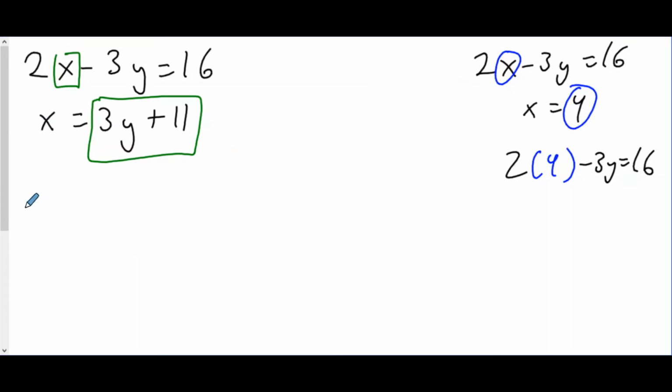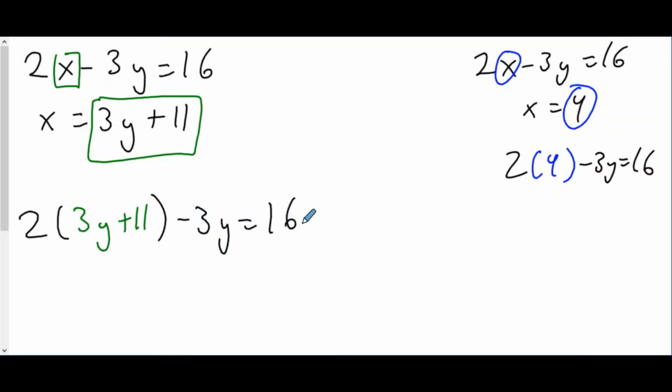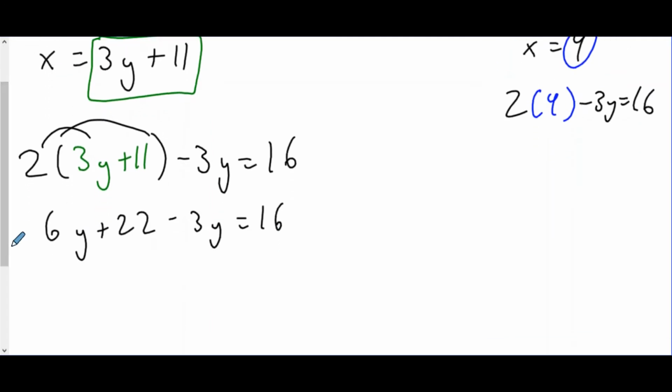So I will write 2, and then instead of x, I'm substituting in this expression, 3y plus 11. And it must be in parentheses because you will have to distribute. And then I'm just going to write the rest of this equation: 2x minus 3y equals 16. And now I'm going to solve this equation for y. Distribute: 6y plus 22 minus 3y equals 16. I then want to solve this equation for y, so I'm going to combine the like terms that are on the same side.